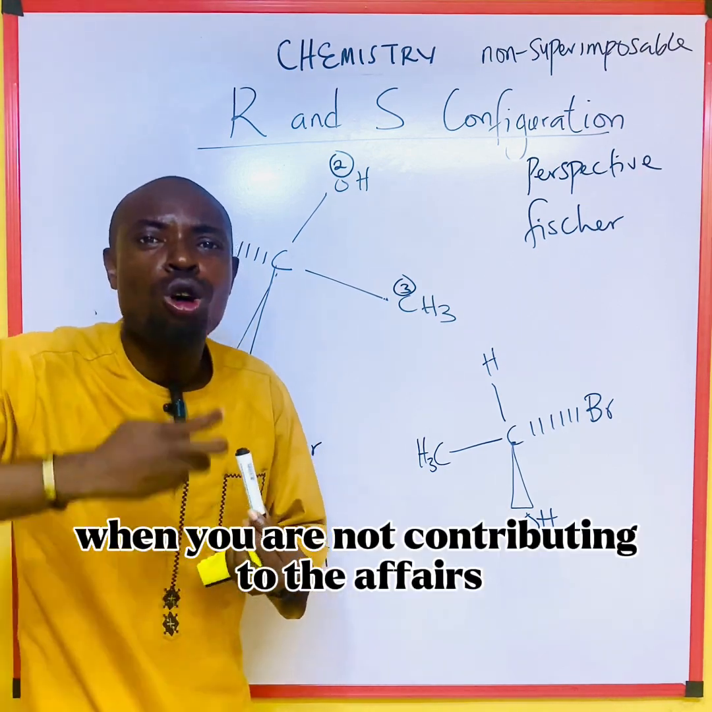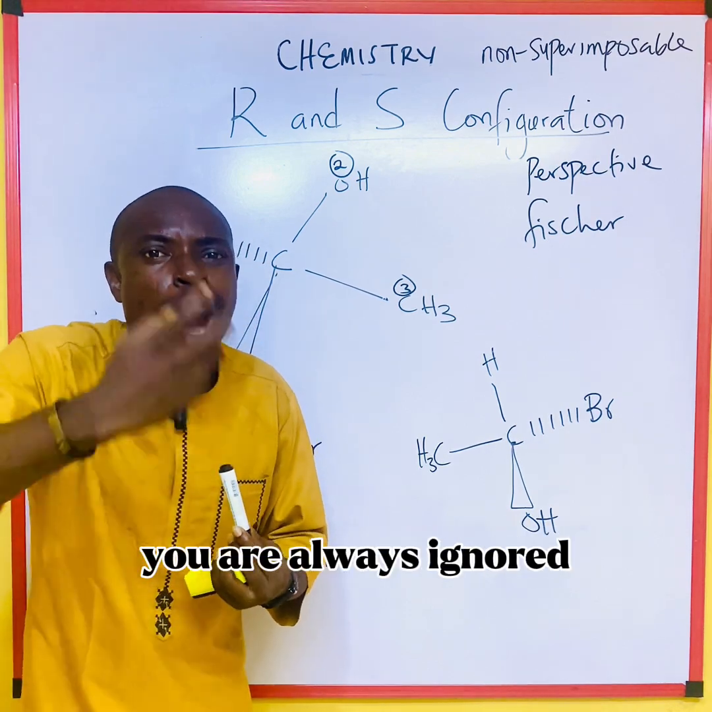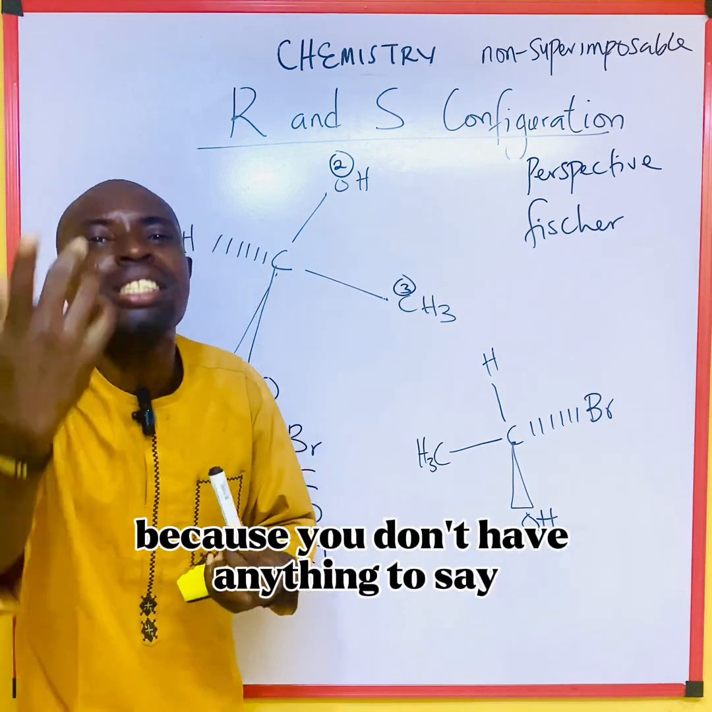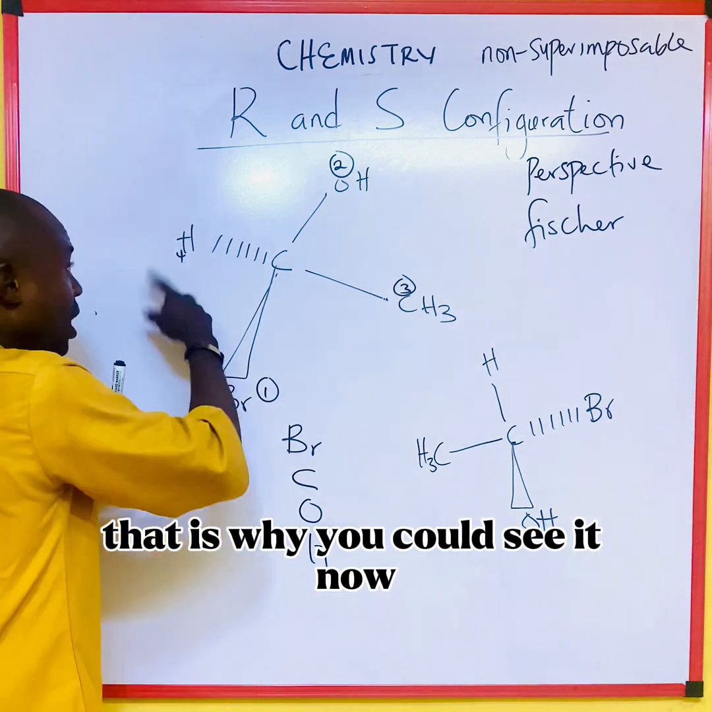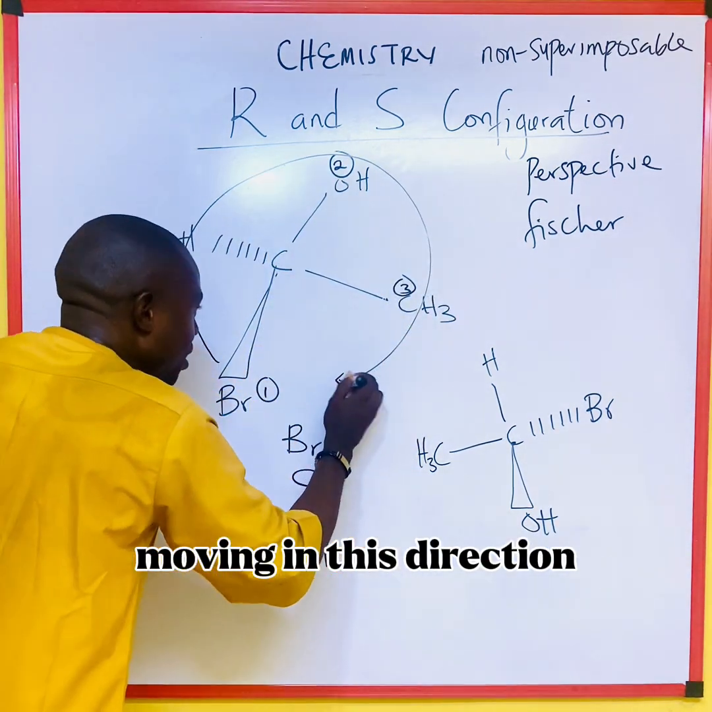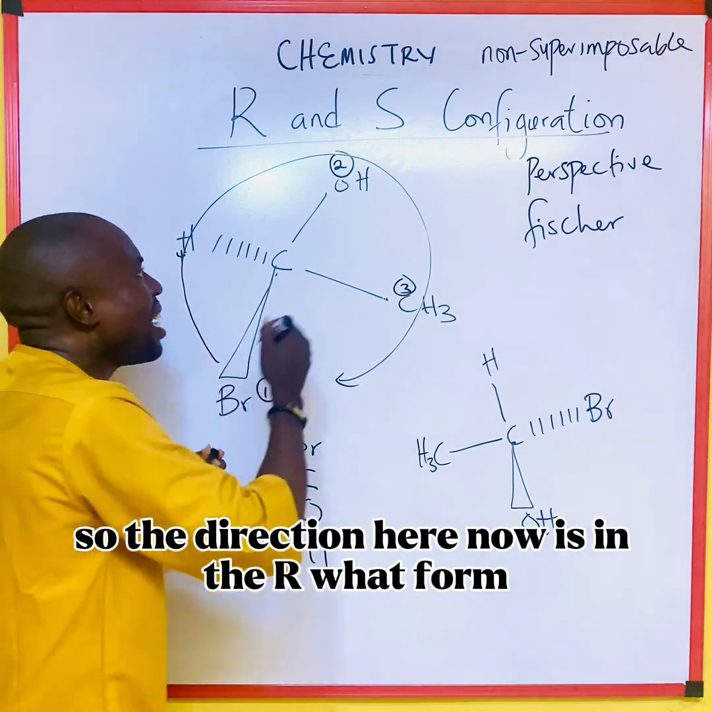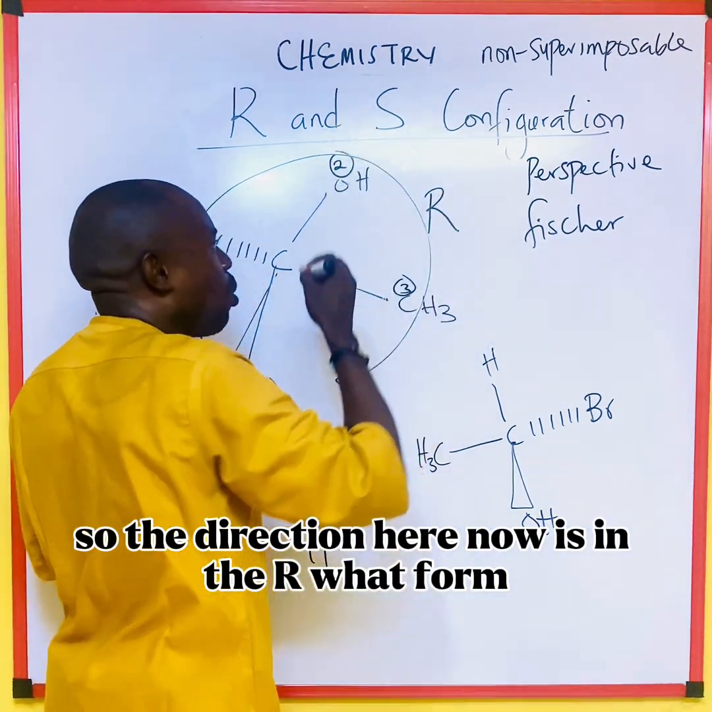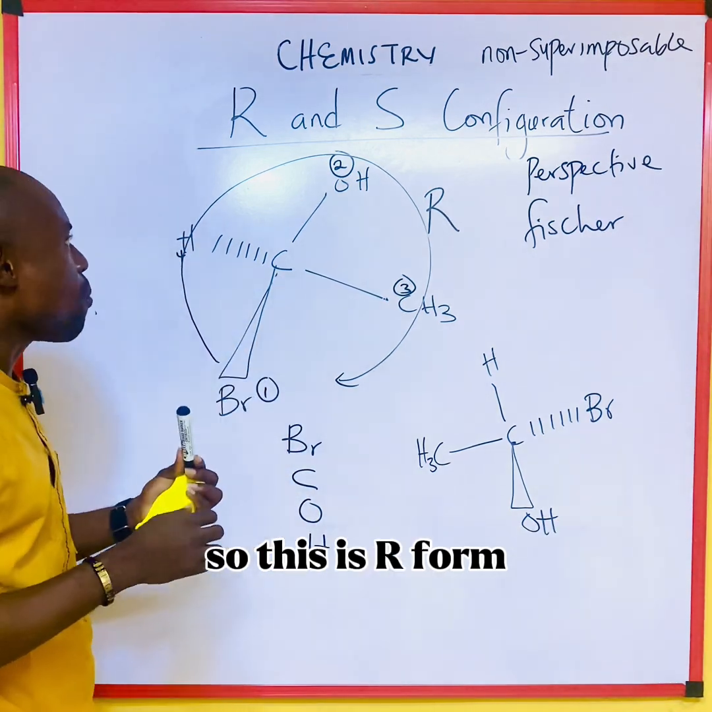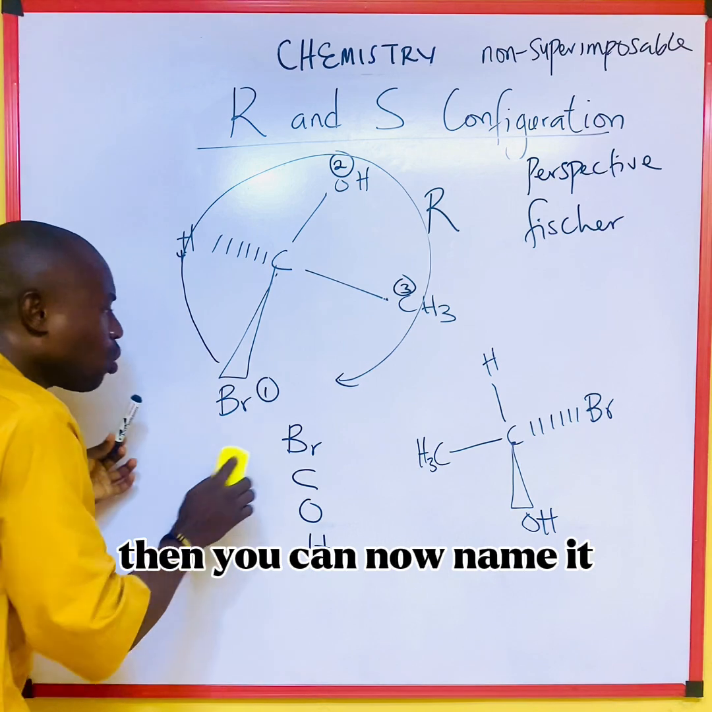When you are not contributing to the affairs or the building of nations, you are always ignored because you don't have anything to say. That is why you could see it now. It was being ignored here, moving in this direction. You see it now? So the direction here is in what form? So this is R form. So that immediately you now know that it is R form, then you can now name it.